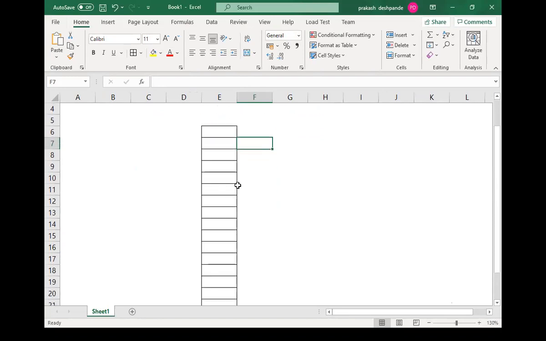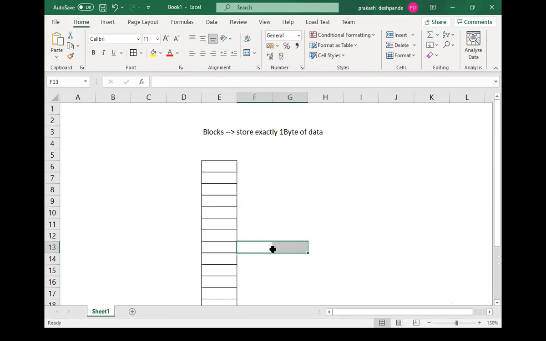Now, what I'm doing here is taking a piece of computer memory, wherein there are some blocks. Suppose this is one block; it can store exactly 1 byte of data. Then there is another block, and this block can also store exactly 1 byte of data. I hope this is clear now.